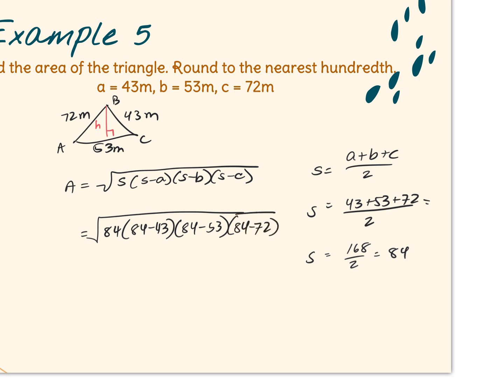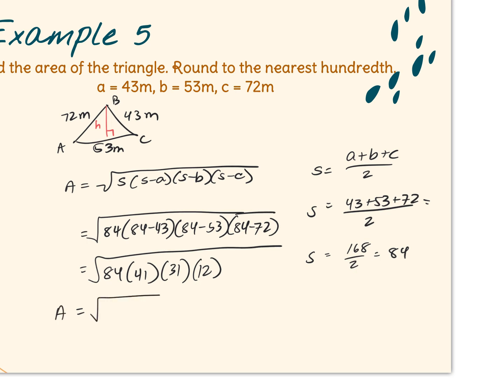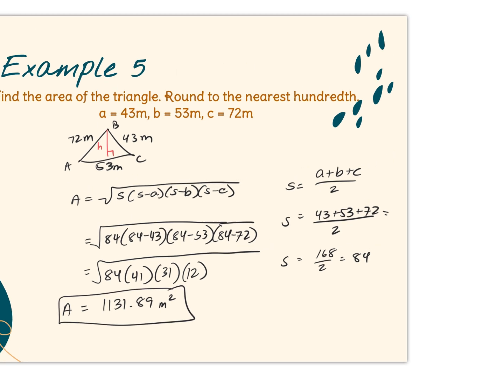Now, obviously, you guys have a calculator, which you can completely plug this into. We've got 84 times, this is going to be 41, this is going to be 31, and this is going to be 12. So when you get to your calculator and do all the math, you're going to get some super large number, whatever that product is, and then you're going to take the square root of that, and the square root is 1131.89. And because it's area, it's meters squared. And that's it.